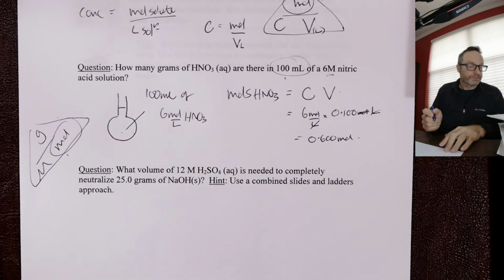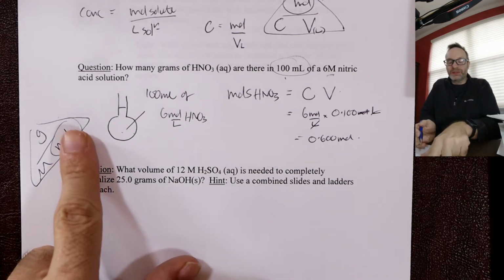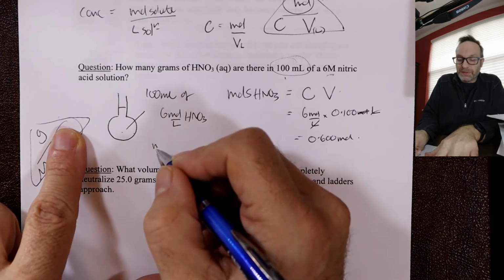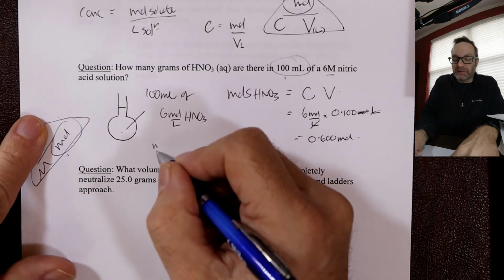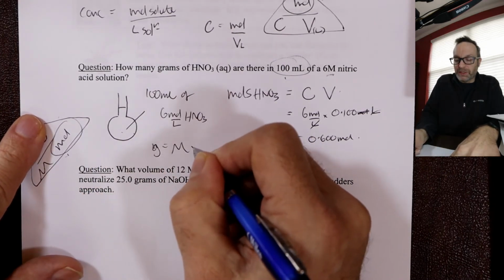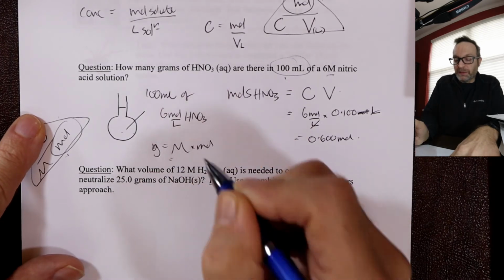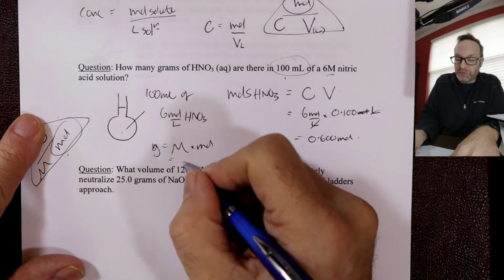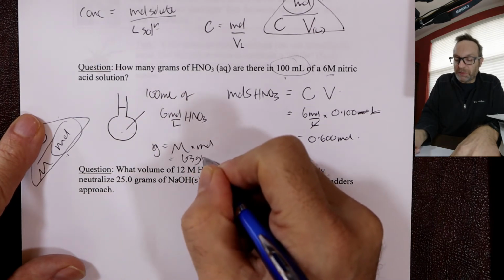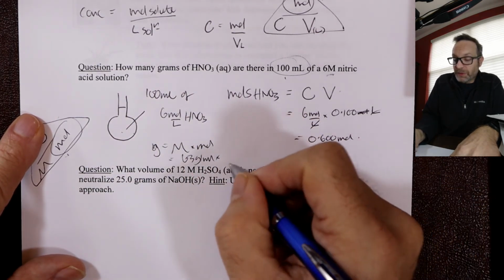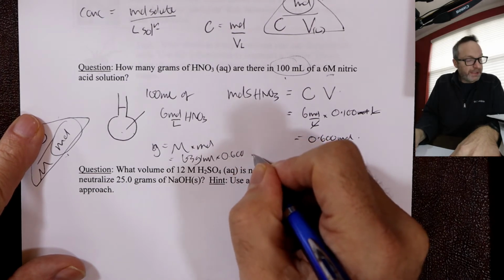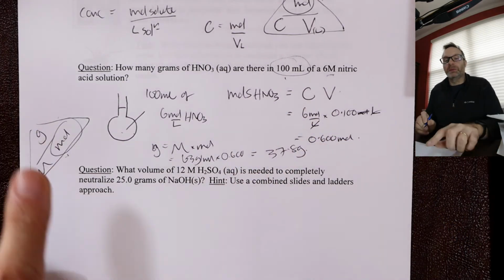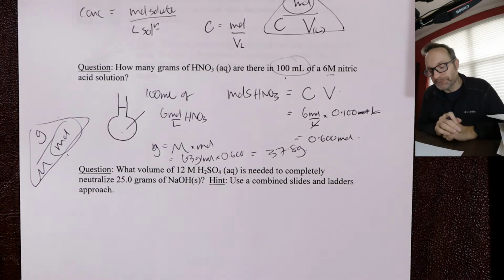Then moles is grams over molecular weight. Sorry, my mistake. I want grams. Grams equals molecular weight times moles. Molecular weight of HNO3, I'll just look it up. It's 63 grams per mole. Add up the parts: 63 grams per mole times 0.6 equals 37.8 grams. Hopefully, you paused me and tried it. Okay, all right.